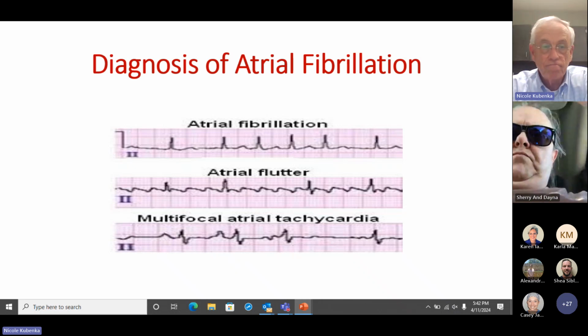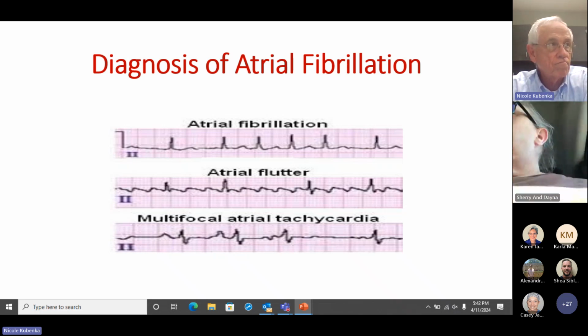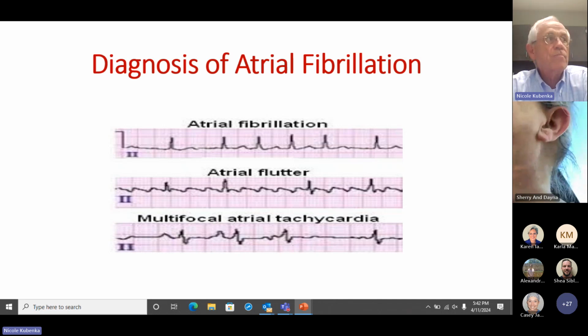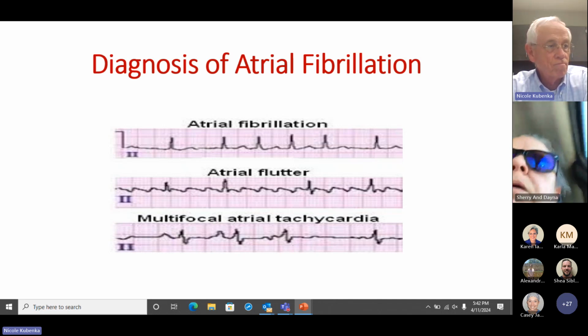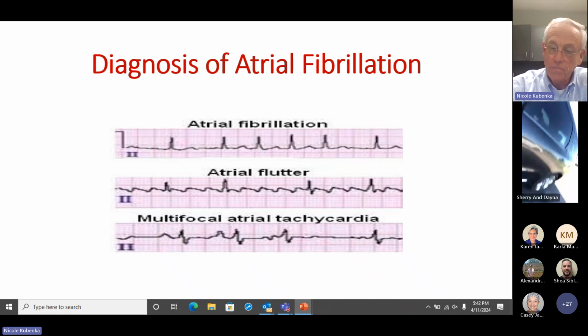So I wanted to clarify on the AFib. You said there's no contraction of the atria because the P wave is the indication of the atrial contraction. Yes. So this big QRS is the ventricle. Yeah, so that's what this next slide was trying to get to.